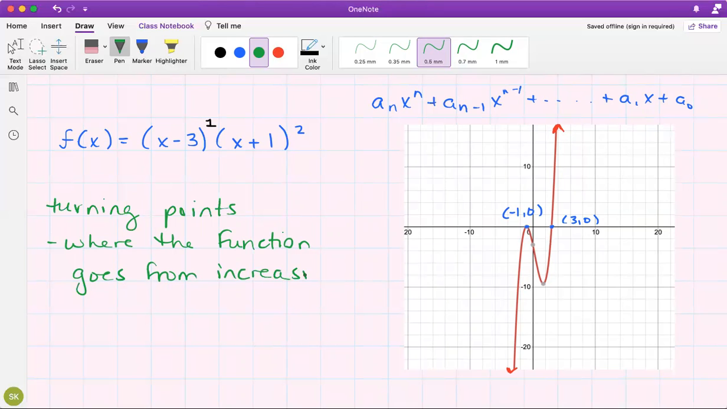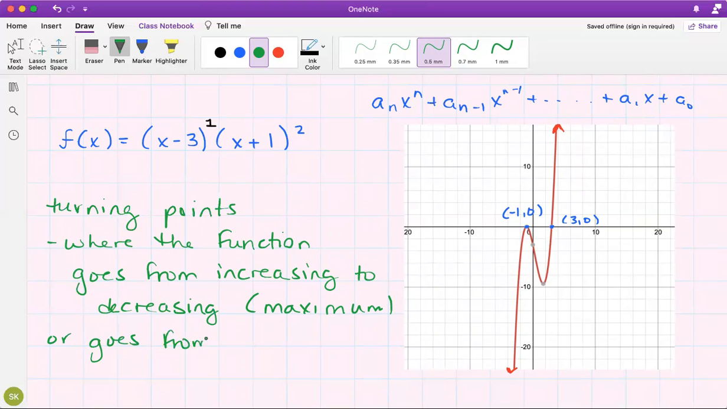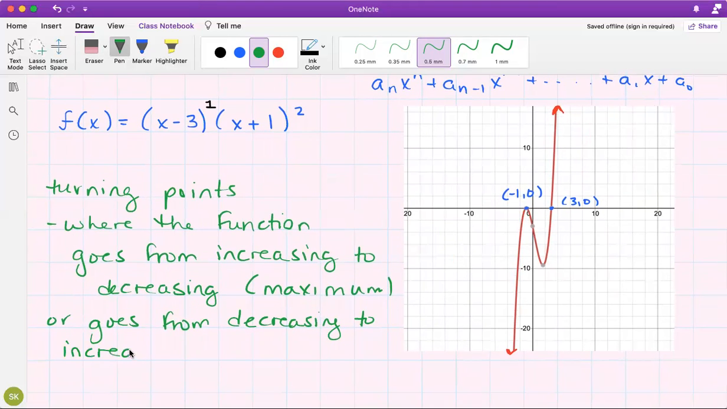So increasing to decreasing, and that is where you have a maximum. Or your function goes from decreasing to increasing, and that's where you have a minimum on the graph, a relative minimum.